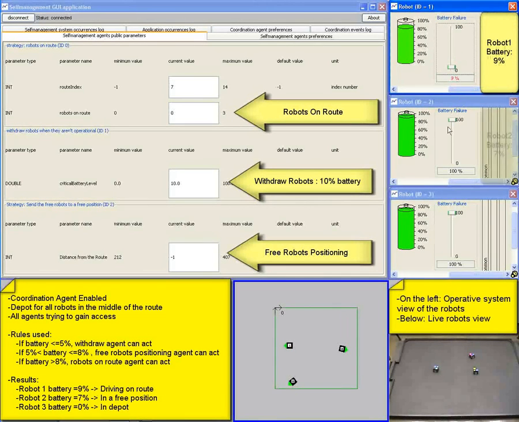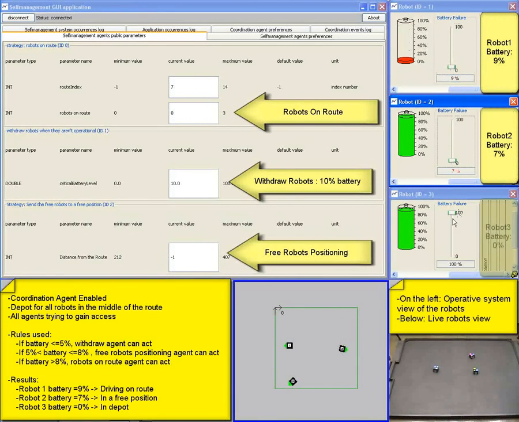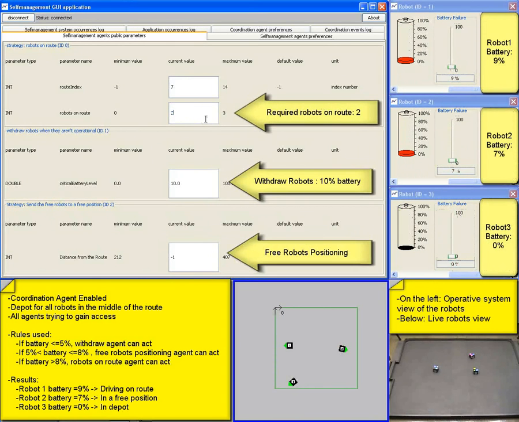Again, I'm setting the battery level of robot 1 to 9%, robot 2 to 7%, robot 3 to 0%, number of robots en route 2, free robots position 220 millimeters. Over here, the coordination agent is enabled. So although all of the agents are trying to gain access, the coordination agent still coordinates this access. It uses these rules. So over here now, the battery level for this one is 9%. This rule applies. So you can see the robot is driving on the route over here, this robot. The second robot has a battery level of 7%. So this rule applies, and you can see that it is in a free position.